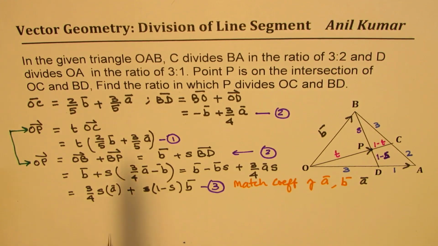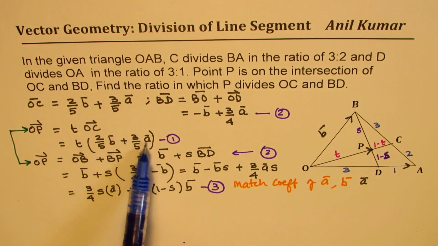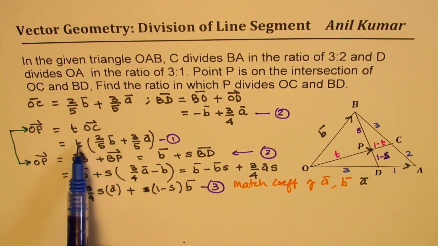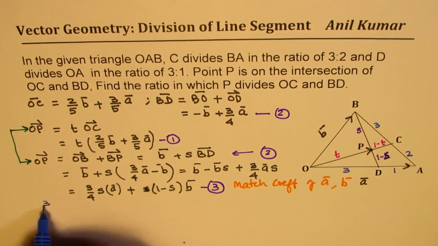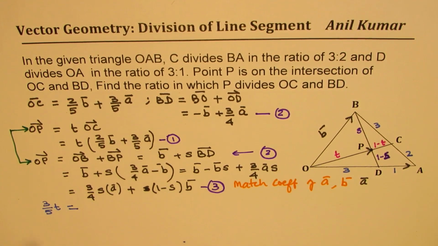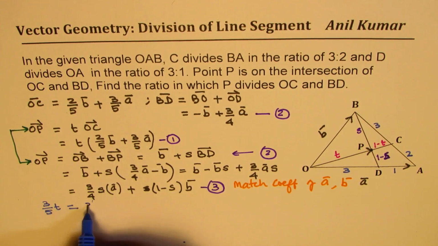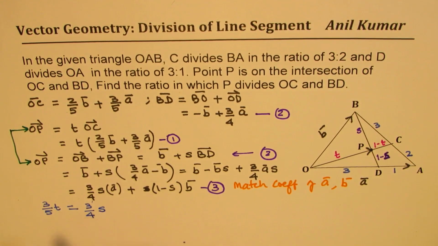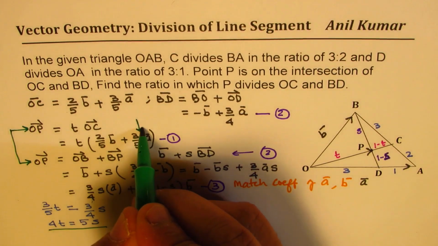So what is the coefficient of A in the first equation? 3 over 5 t, right? So we'll write 3 over 5 t from here equals, from here, the coefficient of A is 3 over 4 s. Correct? So that gives us 4t equals 5s. So we get one equation: 4t equals 5s. This is by comparing the coefficients of A. This is what we did.